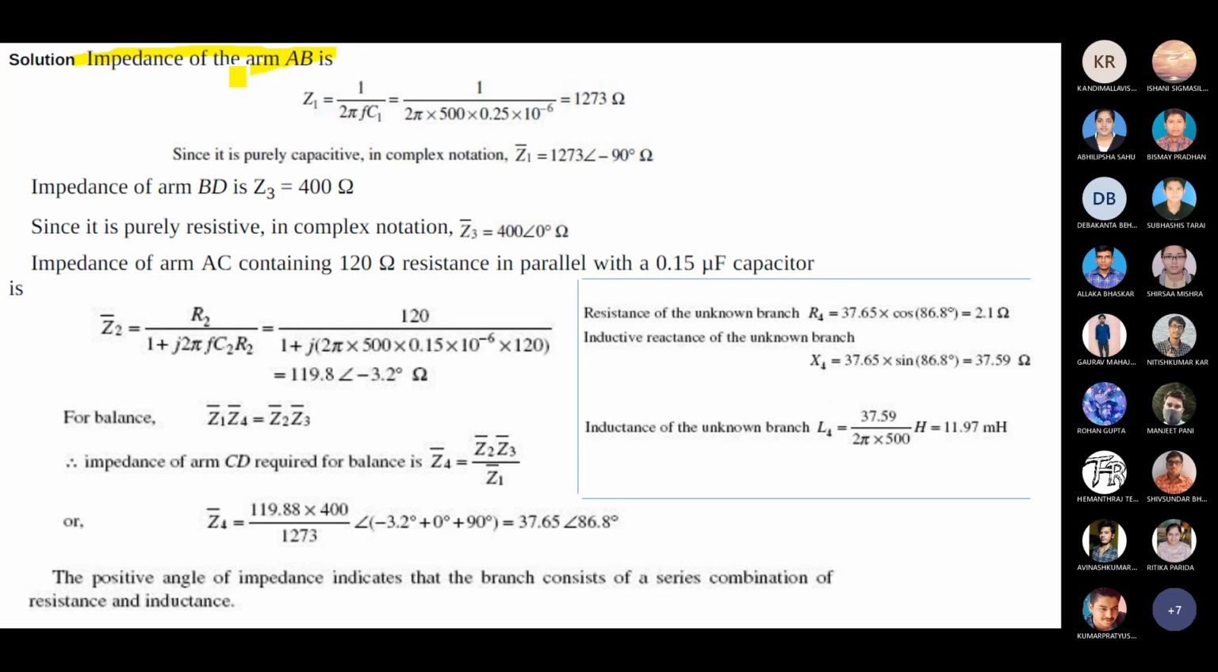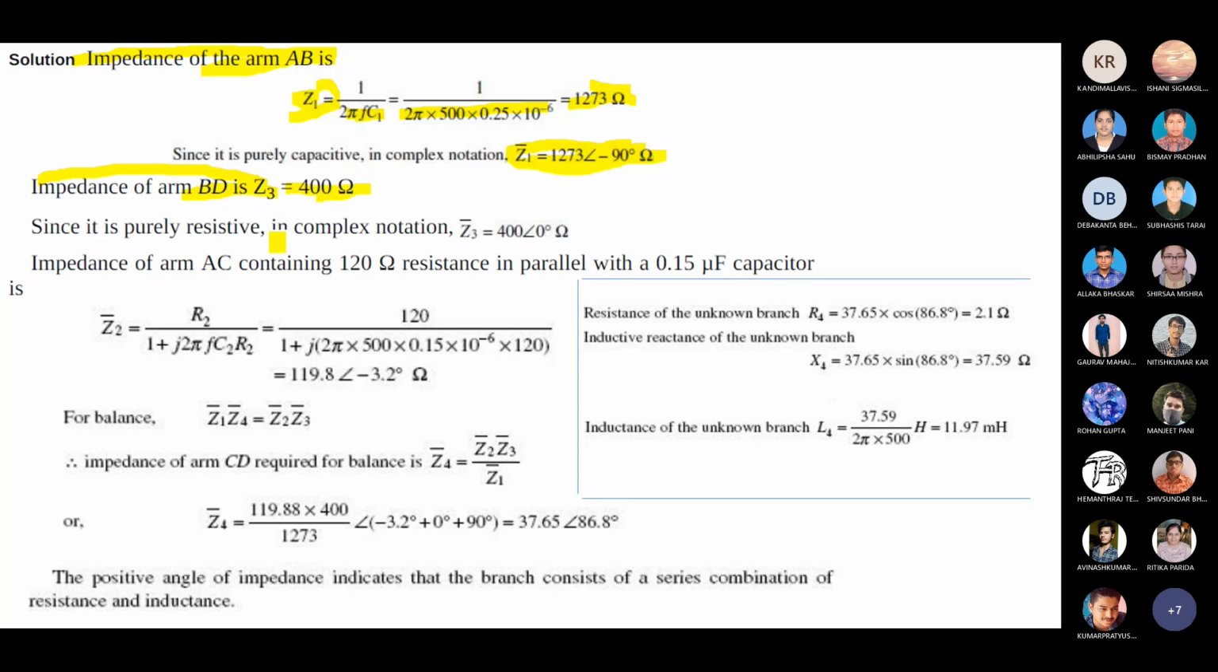So the impedance of arm AB is given. Z1 you have to calculate first: 1 by 2 pi F C1. Replacing the values, it comes to 1273 ohm. The omega portion is not considered for this calculation. Finally they have written it in angular form. Omega is in the denominator, and since the j term is not there, it comes as minus j, which means minus 90 degrees ohm. So that you can get directly. Z3, the impedance on BD, is 400 ohm, already there.